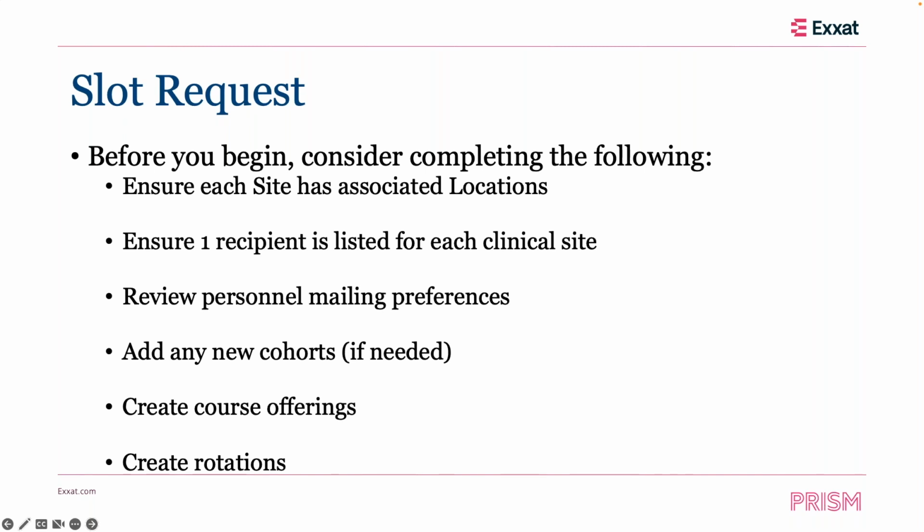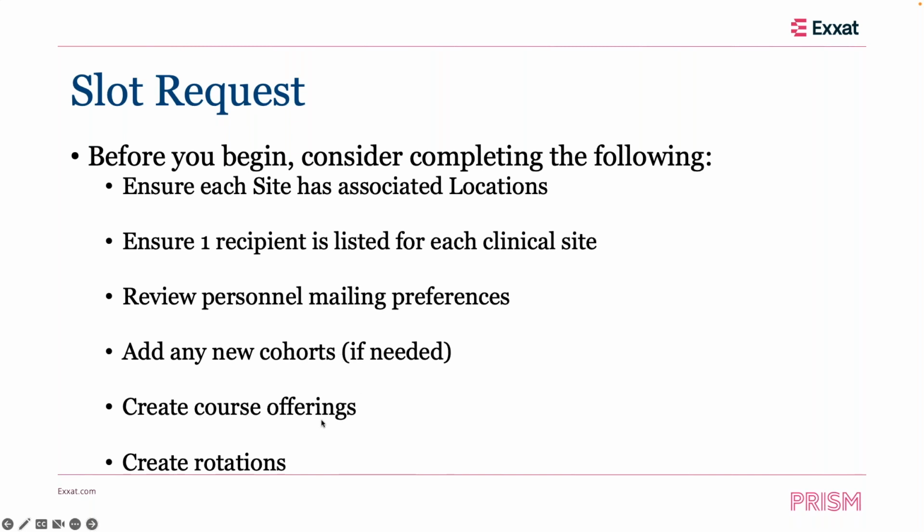You can also review your personnel mailing preferences. So even though you might have a location that has a John Smith listed to receive the email, maybe their mailing preference for the slot request is to not receive those. So double checking that information can help you catch those small instances where mailing preferences might not be up to date. And these last three are in terms of receiving slots, you want to make sure that you have any new cohorts added. So if you're adding courses and rotations for an incoming cohort that you have no student data yet for, it would be super important to add that in there.